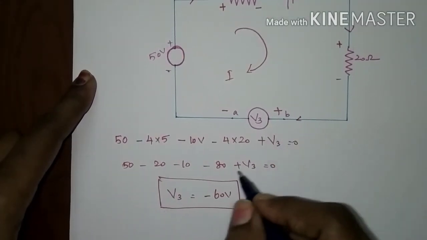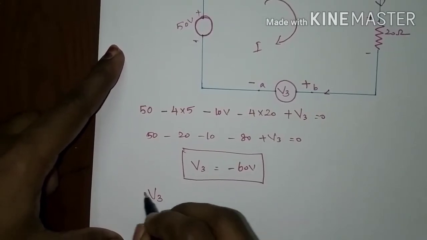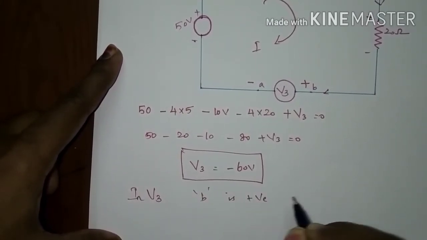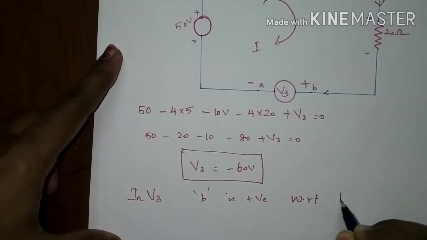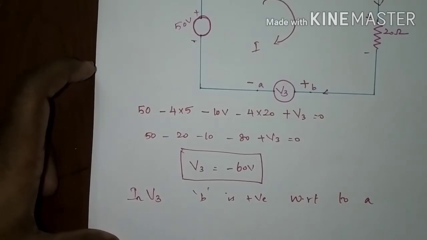So V3 polarity is: B is positive with respect to A. The B terminal is positive with reference to A. So there is a potential fall in V3. Understood?